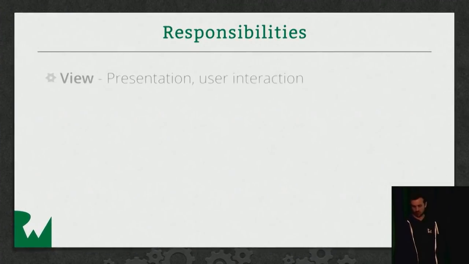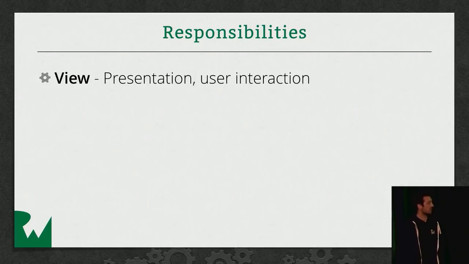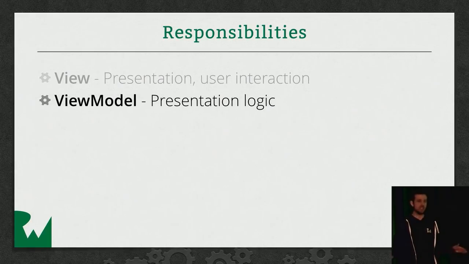And let's look at its responsibilities really quickly. So the view, obviously, is presentation and user interaction. It allows the user to see the data that's underlying and also be able to edit it through interactions. And the view model, again, is just presentation logic. I really like to think of it as kind of a formatter or a converter. And that's all it's really doing, the very app-specific responsibilities.